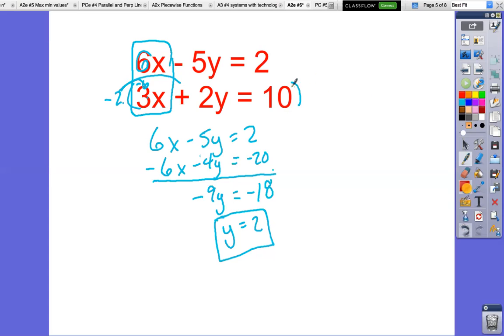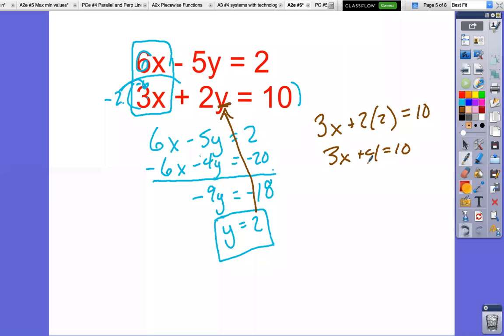So if I plug it into, just because these are all positive, I don't want to make any silly mistakes, I'm going to plug it in right here. 3x plus 2 times 2 equals 10. So I'm literally just taking this value and I'm plugging it in for y. 2 times 2 is 4. Subtract 4. Divide by 3.